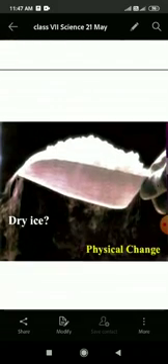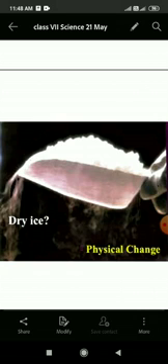And also another example, dry ice. So dry ice is actually a solidified form of carbon dioxide. So actually here one property is that carbon dioxide, when it is solidified, directly converts into a solid without passing through the liquid state.